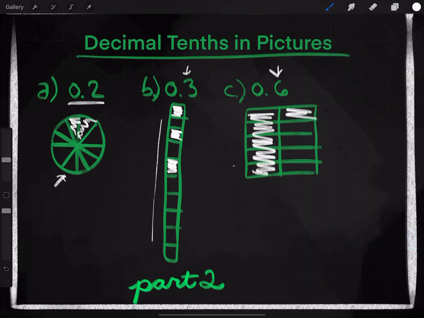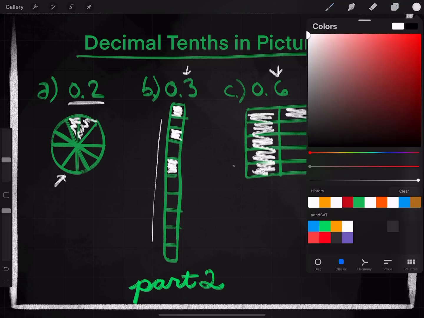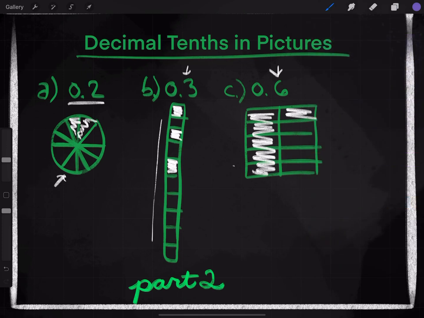All right. So here are some decimal tenths in pictures. So part A, if we see 0.2, we can draw it by filling in 2 pieces out of 10. In part B, if we see 0.3, we can draw it by filling in 3 pieces out of the 10. And in part C, we can draw it by filling in 6 pieces out of 10.